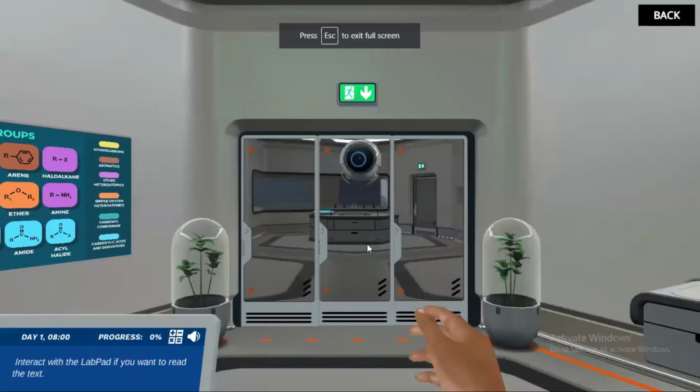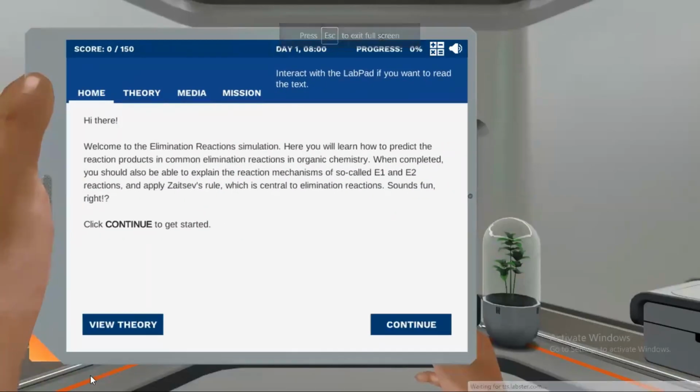Hi there. Welcome to the Elimination Reaction simulation. Here you will learn how to predict the reaction products in common elimination reactions in organic chemistry. When completed, you should also be able to explain the reaction mechanisms of so-called E1 and E2 reactions, and apply Zaitsev's rule, which is central to elimination reactions.